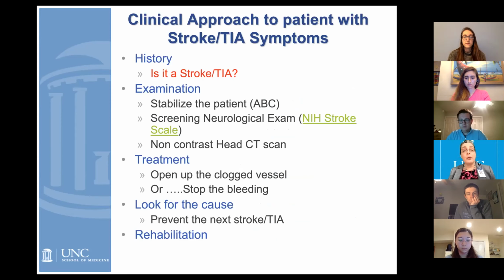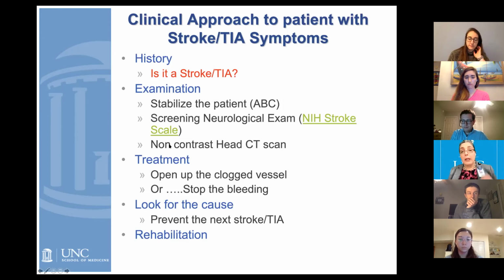But if they're having a stroke, I need to act fast. So we always have these rules. We always make sure that the patient is stable. So we have these ABCs, the airway, the breathing, the circulation. We make sure that you're okay. And then we have something called a screening neurological exam. There's actually a tool called the NIH stroke scale that gives us a numeric value to how somebody might present.